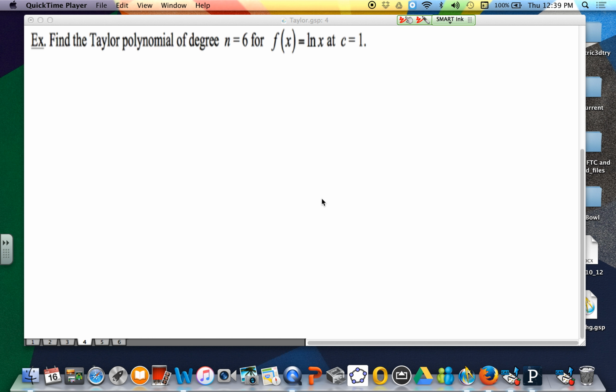As I continue, I have this example. Find the Taylor polynomial, so we don't know it necessarily if it's centered at 0, of degree n equals 6 for f of x equals natural log x at c equals 1.